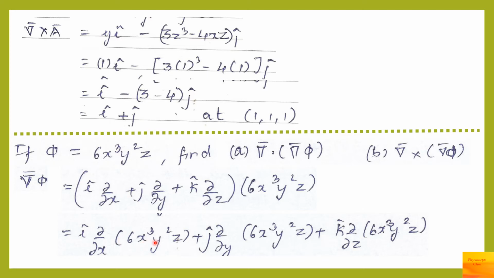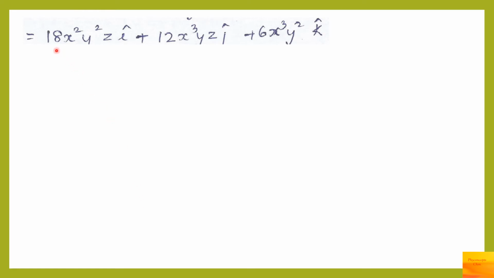So with respect to x we are differentiating here, second term with respect to y we are differentiating, here we are differentiating with respect to z. We get the next step as 18x square y square z i cap plus 12x cube yz j cap plus 6x cube y square k cap.